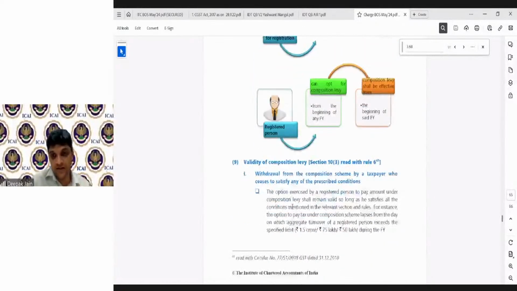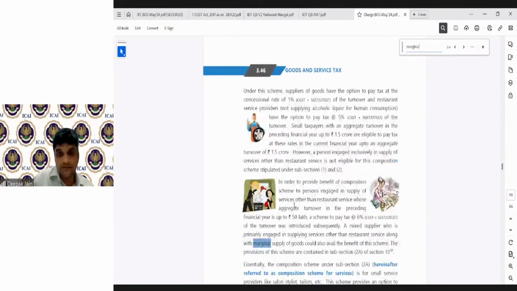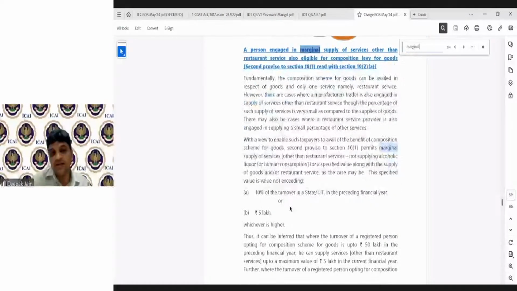Yeah, that is there with respect to this. So read this completely. A person engaged in marginal supply of services other than restaurant services is also eligible. That is up to 10% of the turnover or 5 lakhs, whichever is higher. Basis this, up to 5 lakh worth of services can be done. Clear?